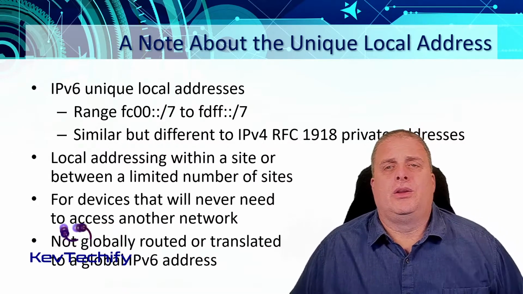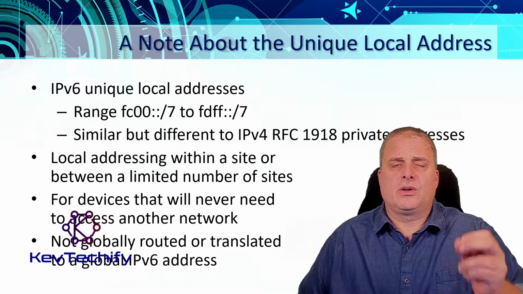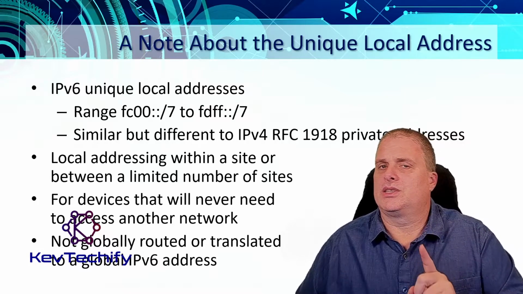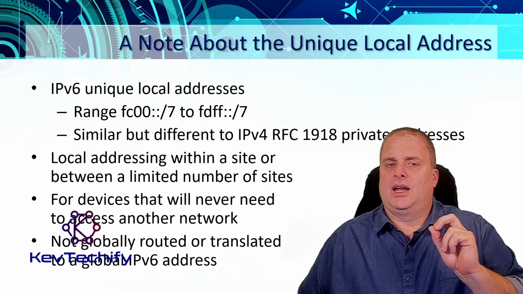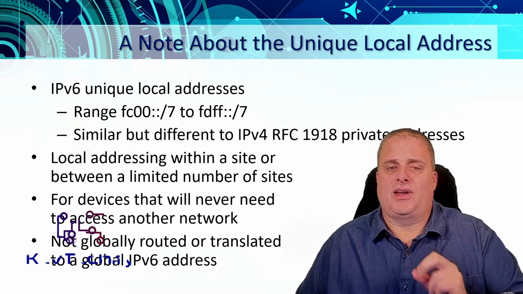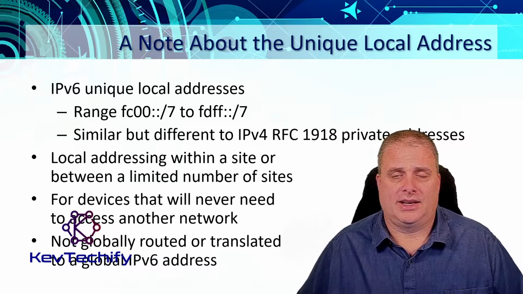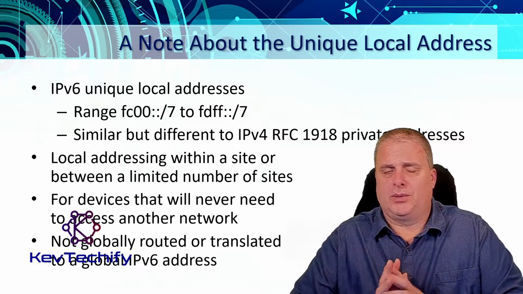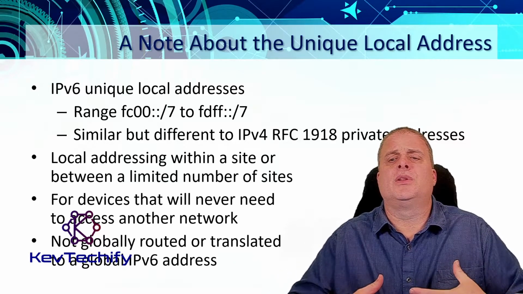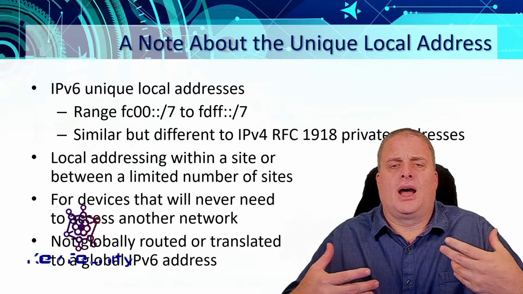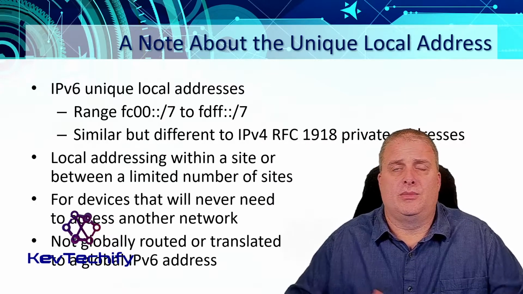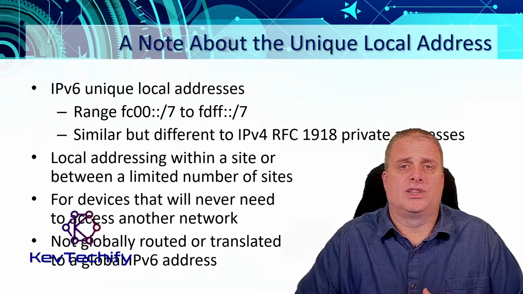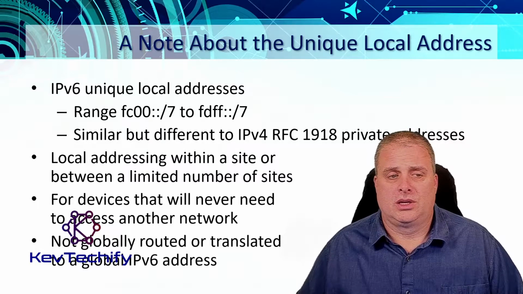Some thoughts here about that unique local address. The unique local address starts with a range of FC00, and it's got a /7. No, it's a /7 and not a /8. And then that goes up to the FDFF, the first hextet again, and that's also a /7. It's the first 7 bits, not the first 8, and that's going to be important here in a little bit. It's similar to those IP version 4 RFC 1918 private addresses, the 10.net networks, the 172.16 networks, and the 192.168 networks.